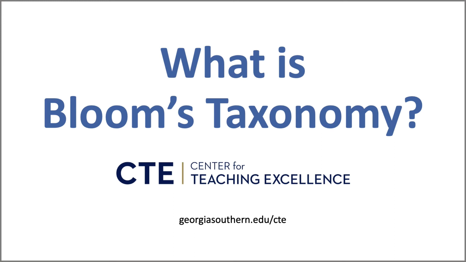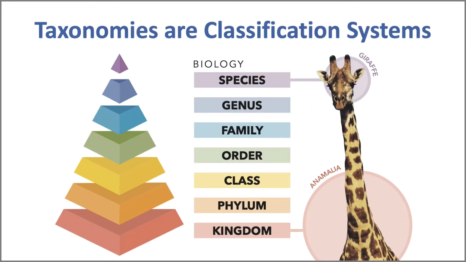Hi everyone. We're going to take a quick look at Bloom's taxonomy. Taxonomies are systems of classification based on hierarchies and used in many areas of knowledge. For example, a taxonomy for biology classifies and ranks organisms from the broadest and most inclusive level at the bottom to the most narrow and specific classification at the top.